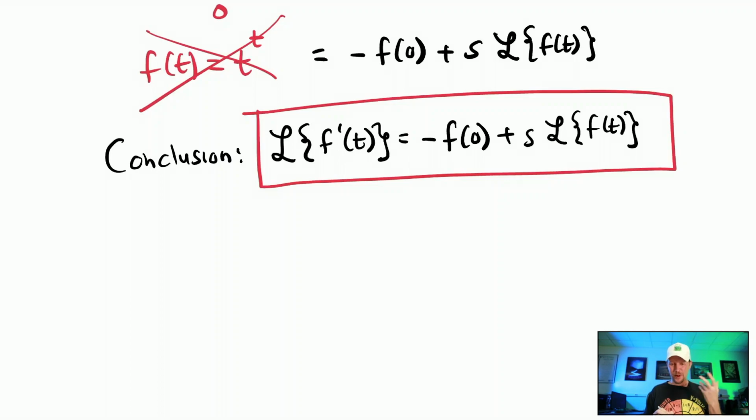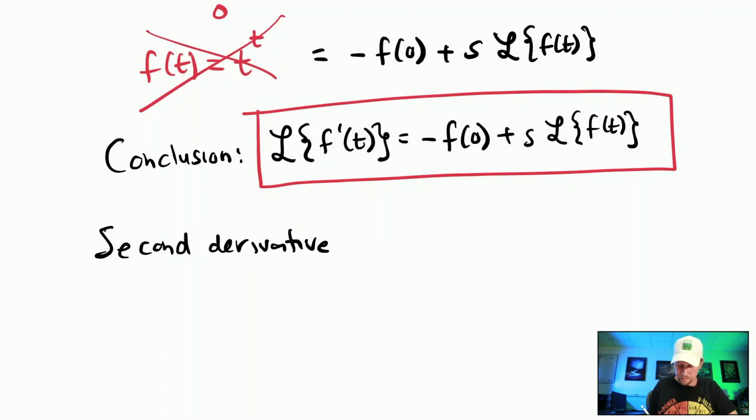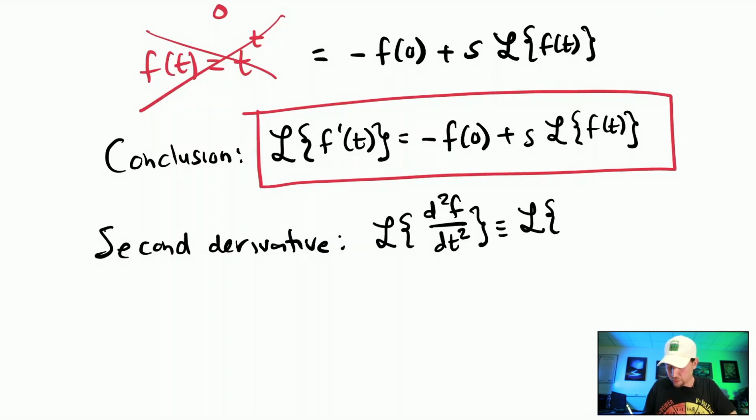Now, one question naturally arises, well, what about higher order derivatives, right? So let's take a look at the second derivative. So suppose that we actually had the Laplace transform not of the first derivative of f, but suppose the Laplace transform of the second derivative, right? Well, what would that actually become? Well, it turns out to be relatively easy. We've already done the hard part. We've already done the heavy lifting.